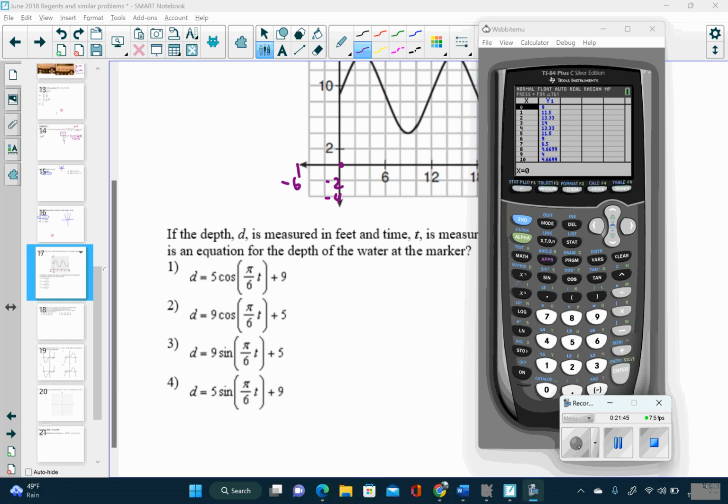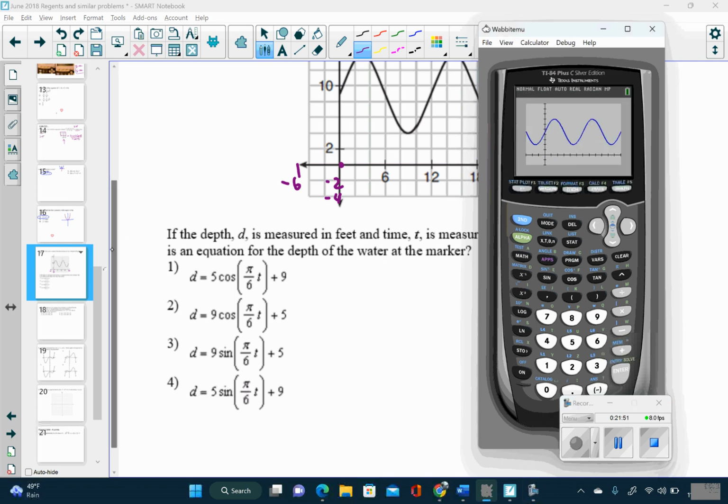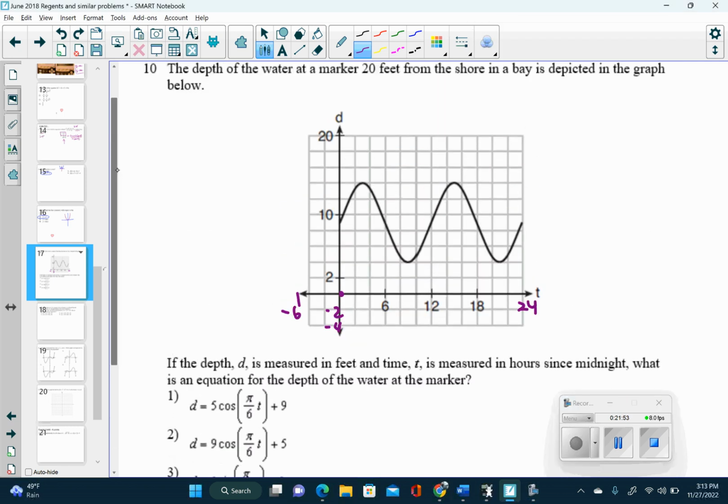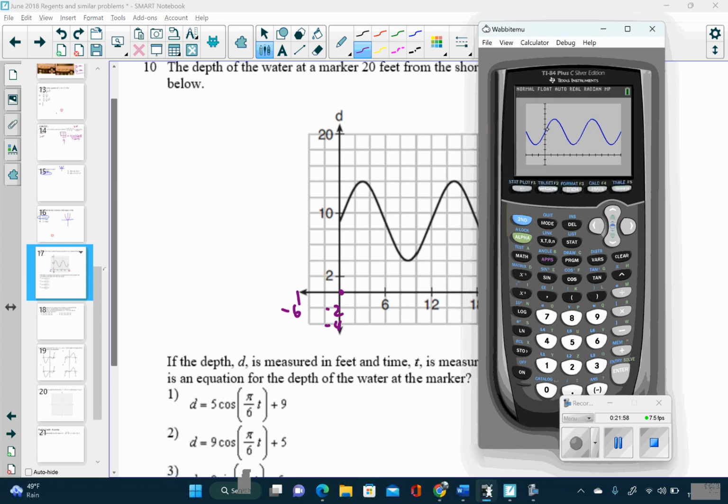And the last one does match. So 0, 9. Okay. And then it goes up from there. So if I go ahead and hit graph, I want to see if it looks like this right here. And boom, that's a pretty correct location, right? Goes from 9, goes up, goes down. Okay, good. So answer choice is 4.